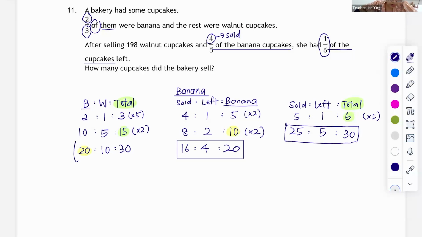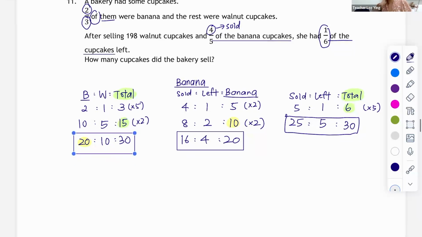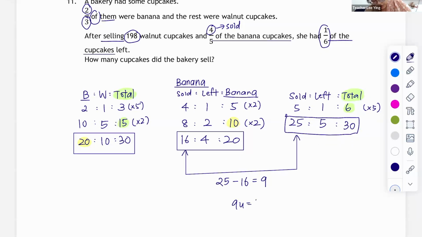Okay, and I'm going to box them up so that it's clearer that these are comparable ratios. So now, how can we form a relationship with the number 198 walnut cakes? This was sold. So let's look at what's sold. Out of the 25 units, we know that 16 units were banana that were sold. So what does this mean? It means that out of the 25 units, if 16 were banana cupcakes that were sold, the remaining 9 units must be walnut cupcakes sold. So 9 units is 198, and 1 unit will be 22.